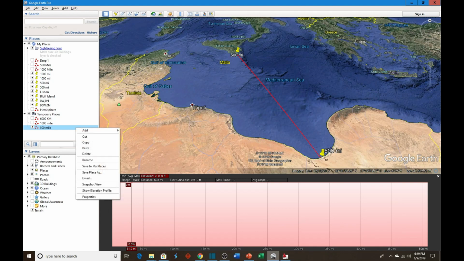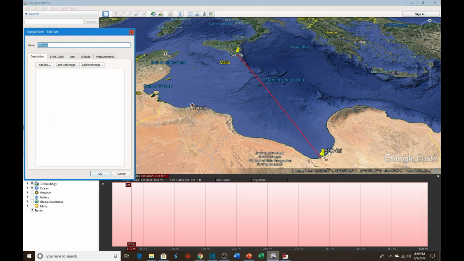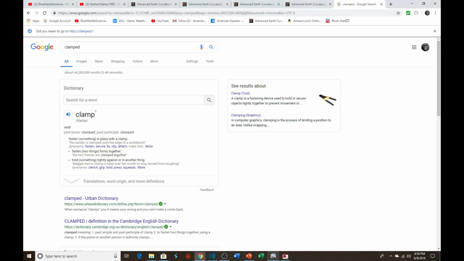And it's because, let me open up properties here. The properties of that line, you'll notice there's a thing that says altitude. When I open that up, you have a little pull down here. And what it's set for right now is clamped to the ground. Now, I know how you like definitions. So let's get up the definition of clamped.